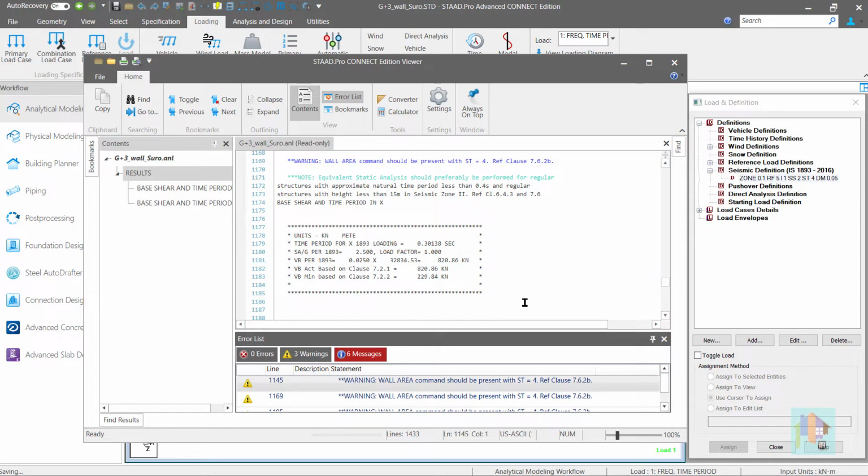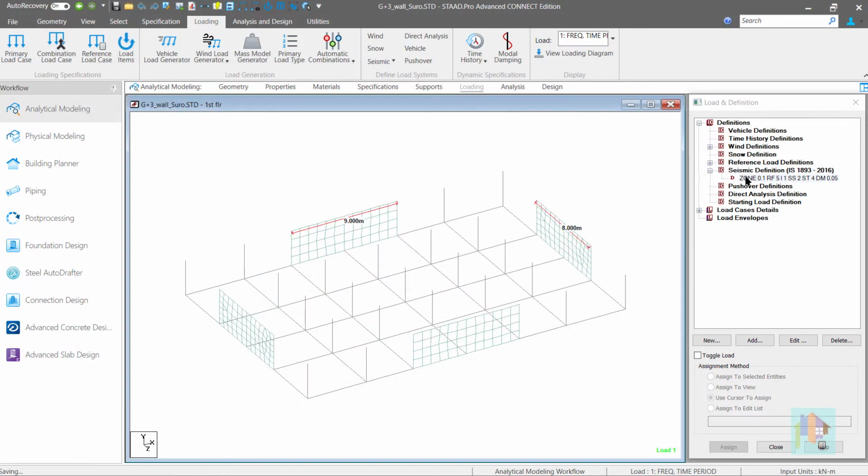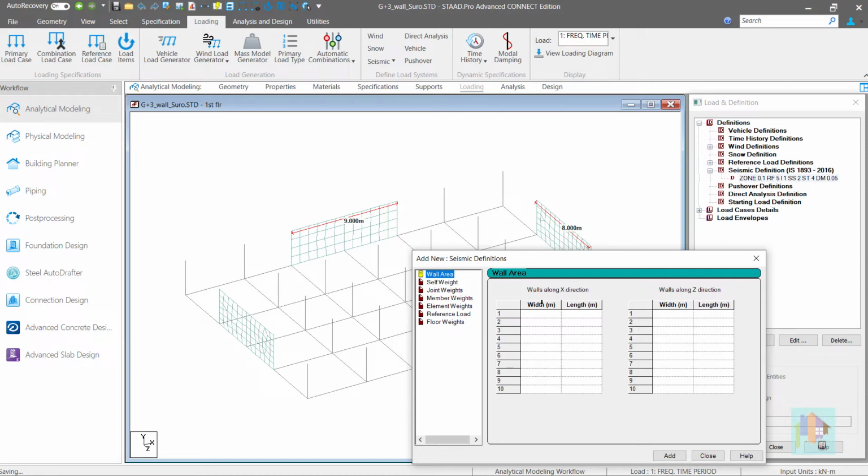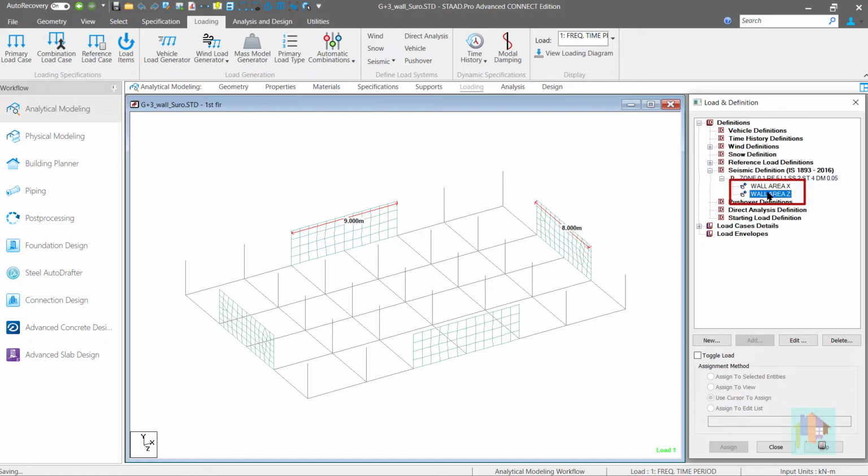To avoid this and consider correct wall dimension for time period calculation, we need to provide wall inputs from the seismic definition page. This wall area option is available only for IS1893 2016 code, not in any older version. Here we can define the wall width and length in each direction, one by one. For example, in X direction, we have two walls. Width is 0.25 meter and length is 9 meter. In Z direction, width of each wall is 0.25 meter and length is 8 meter. We can add this and the program stores the wall data in each direction separately. This information is used for AW and time period calculation.